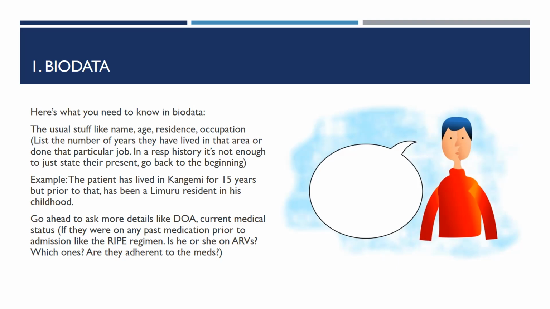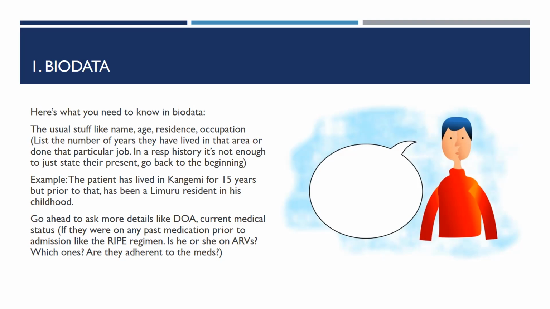It's very critical that you get that aspect. You need to ask the number of years that they've lived in that area or done that particular job, and how long. And even before that job, even before where they live now, have they lived elsewhere? Have they done work elsewhere? And how long have they done it for?